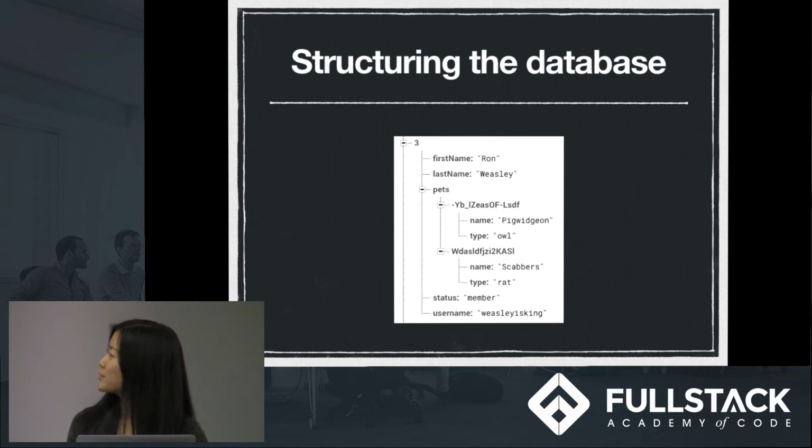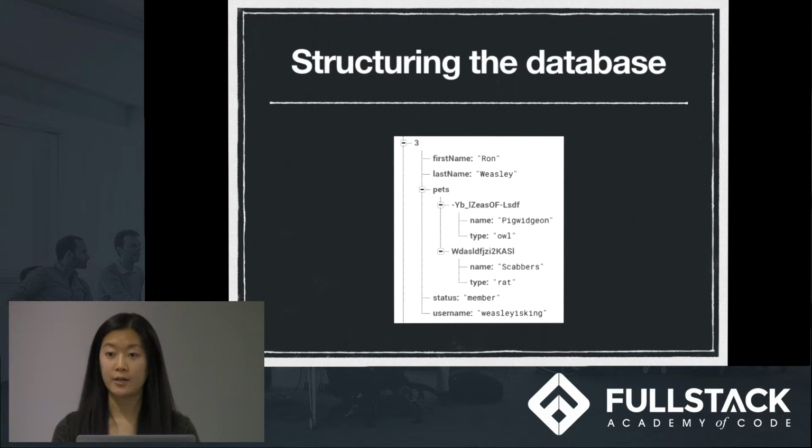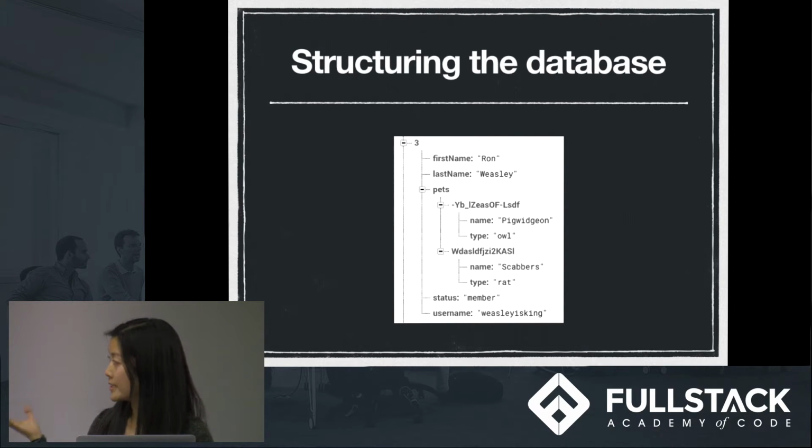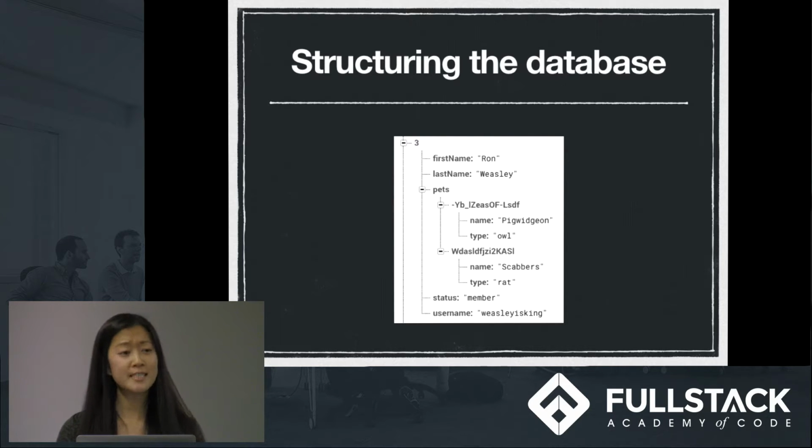I just want to talk about structuring the database very briefly. So this is something that's come up a couple times in the last few days, but when you're working with a database like this, it's really easy to fall into the trap of nesting several branches deep just because you can, especially if that's how the data are related to each other. So for example here, we're nesting Ron's pets under his user object, and then each of those pets has their own little object. But this can be a bad idea for a lot of reasons.